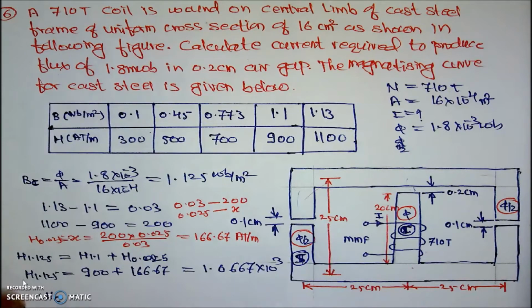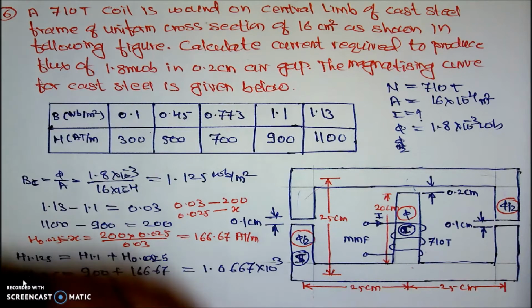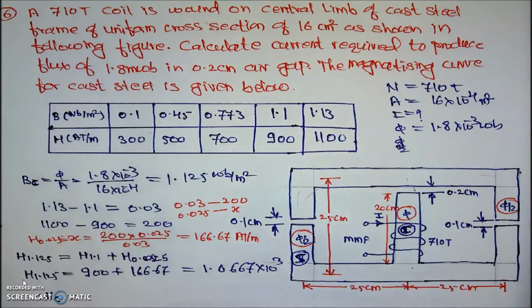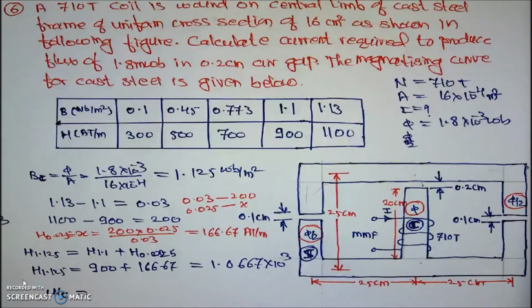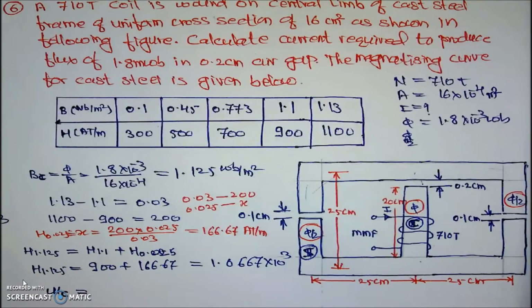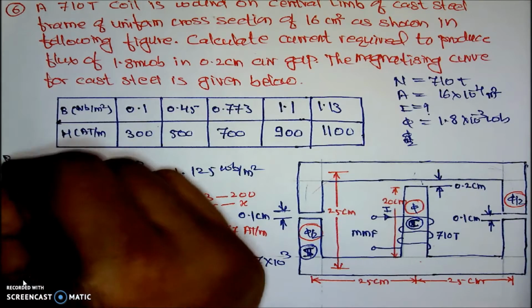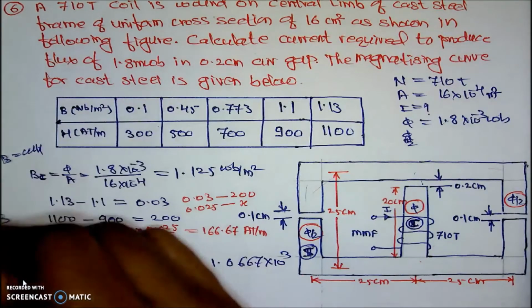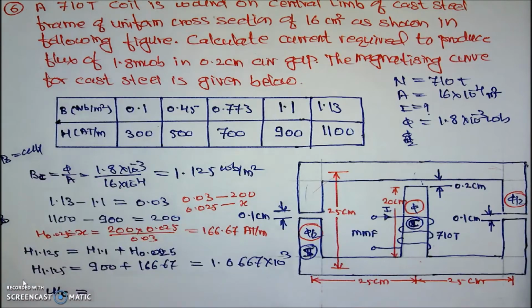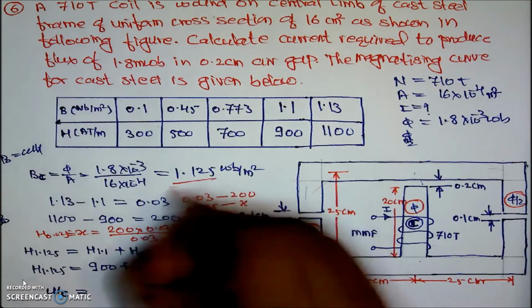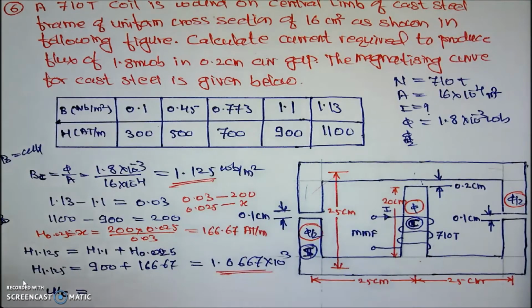Mu for the central limb, that is B. We have the formula B is equal to mu H. From this formula, mu is equal to B by H. Here, how much is the B? I will just highlight. This is the B and this is the H.